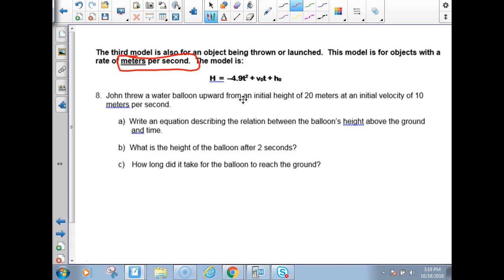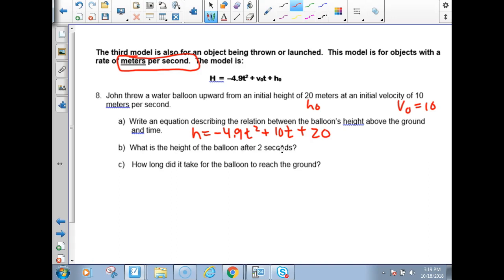Okay, John threw a balloon. Oh, it is a water balloon. He threw a water balloon upward with an initial height of 20 meters and an initial velocity of 10. So there's your basic setup. Okay, write an equation. Negative 4.9 t squared plus 10t plus 20. No different than the other ones, except the negative 4.9.